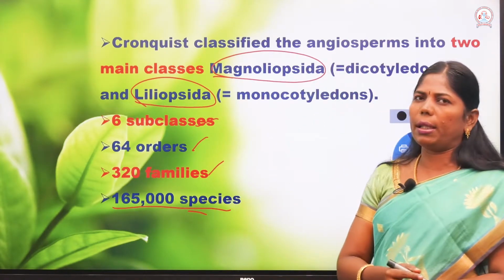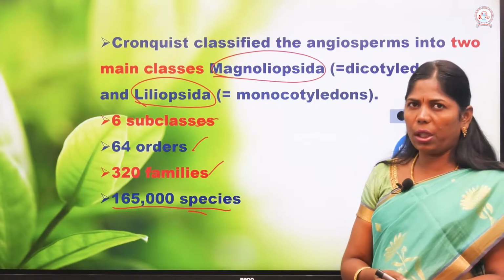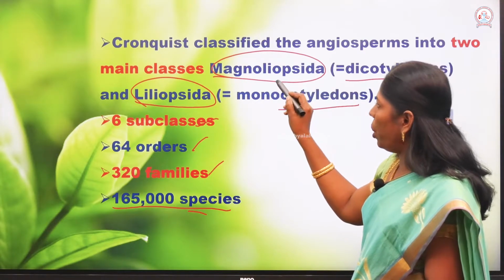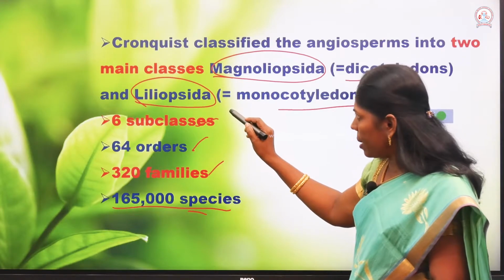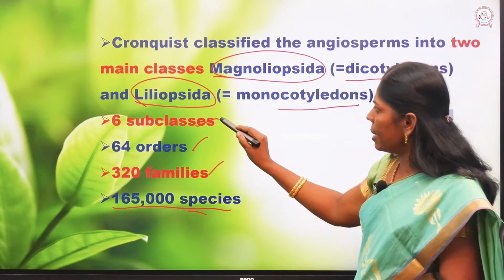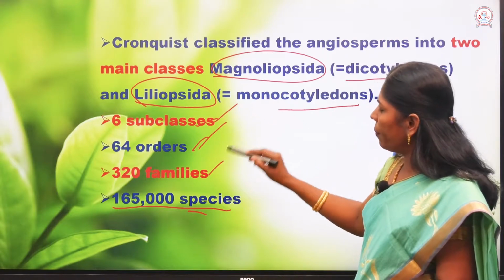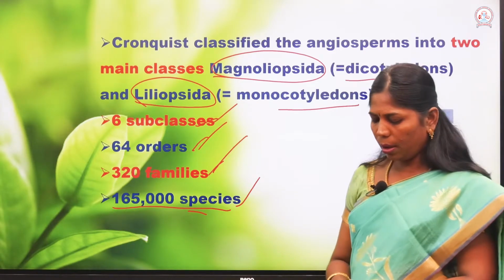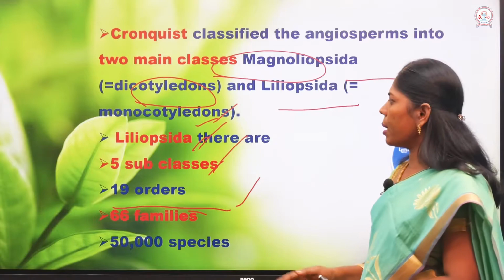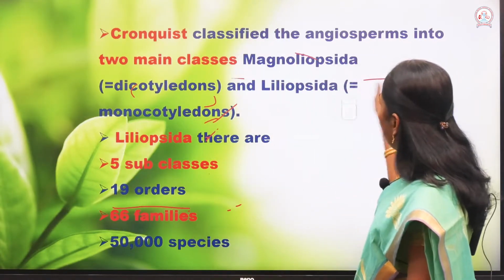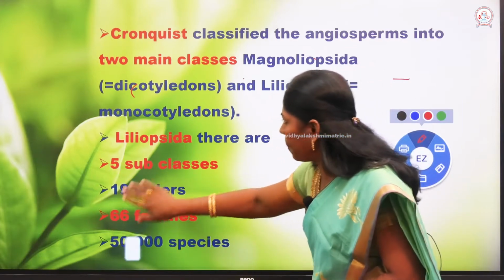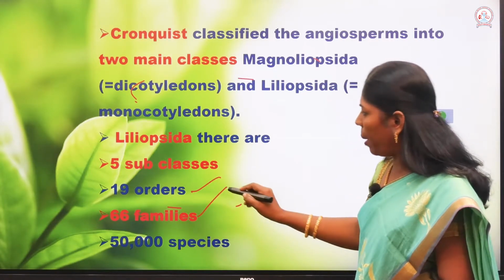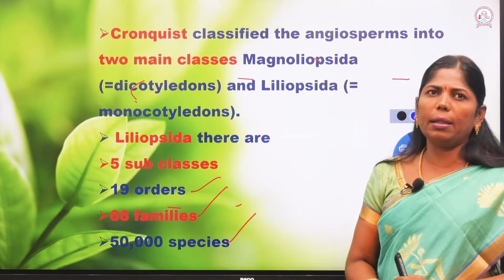There are 1,65,000 species. According to Arthur Cronquist's classification, the angiosperms are divided into two: the dicot, Magnoliopsida, and the monocot, Liliopsida. Magnoliopsida has six subclasses, 64 orders, 320 families and 1,65,000 species. Liliopsida consists of 5 subclasses, 19 orders and 66 families, with 50,000 species in the monocotyledons.